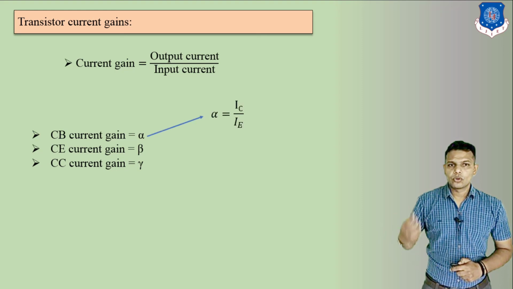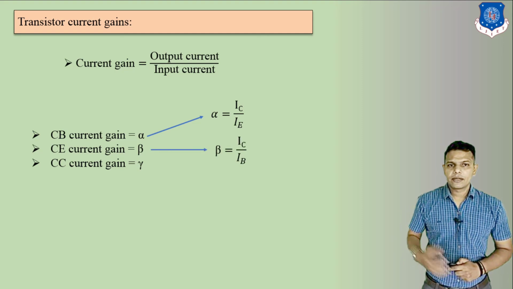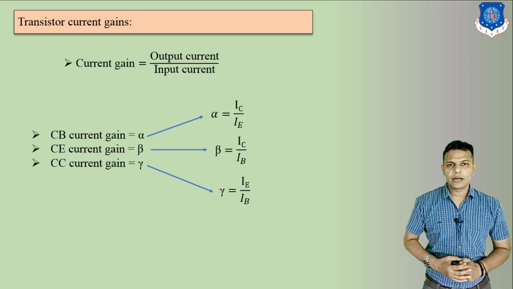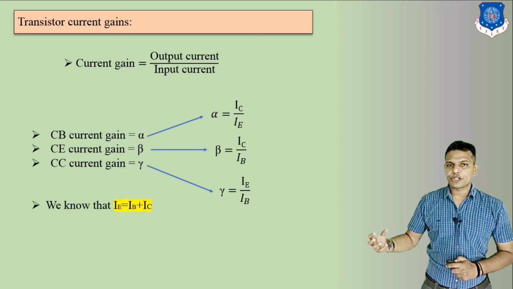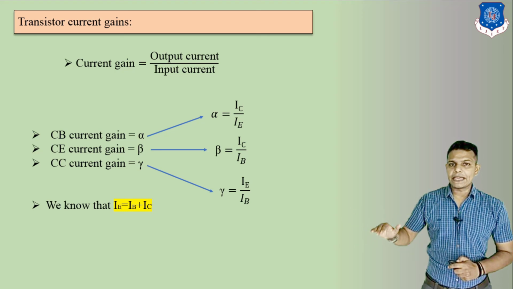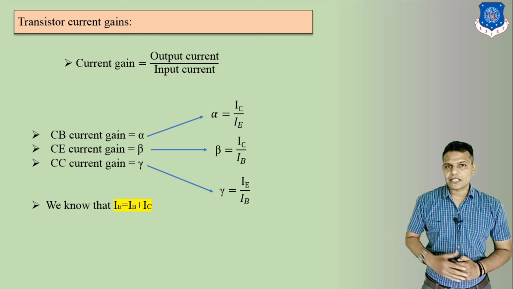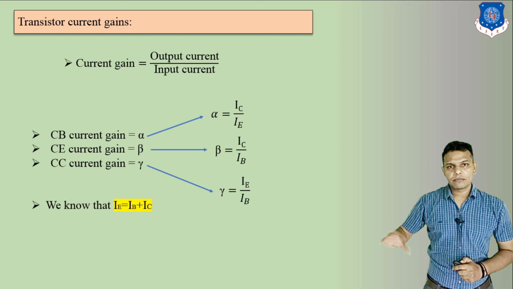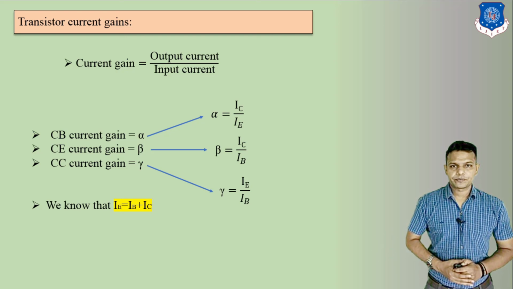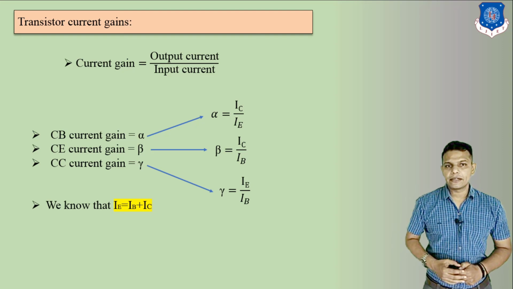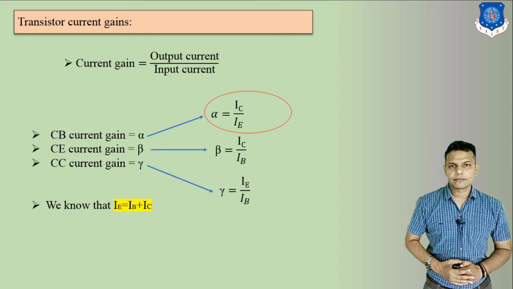Alpha is equal to IC upon IE, beta is equal to IC upon IB, and gamma is equal to IE upon IB. One more important equation is here, IE is equal to IB plus IC. IB is only 2% of the total current, whereas IC is 98% of the total current from this characteristic. Today we discussed CB current gain, which is alpha is equal to IC upon IE.